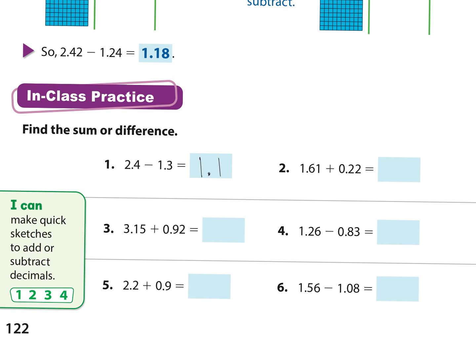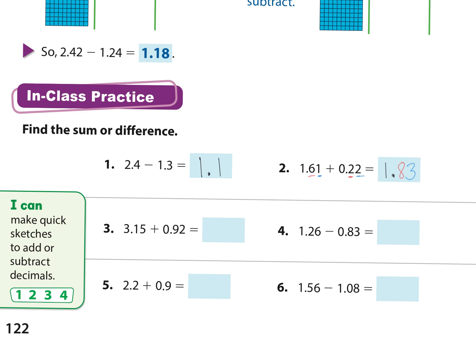Everybody with me? Okay. The next one is 1 and 61/100 plus 22/100. What do you think my whole number will be? A 1. What will my tenths be? I have 6/10 plus 2/10. That's going to be an 8. And then how many hundredths do I have? I have 3/100. So that one's going to be 1 and 83/100.